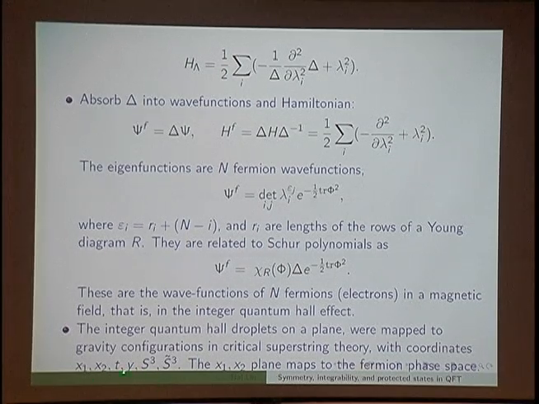And on the x1, x2 plane, the droplet plane, because y goes to 0, that means that either of the 2 3-spheres shrinks to 0 size. And the 2 3-spheres shrink at different domains in the x1, x2 droplet plane, corresponding to the occupied and unoccupied regions for the N fermions. And the x1, x2 plane can be mapped to the phase space of the fermions.